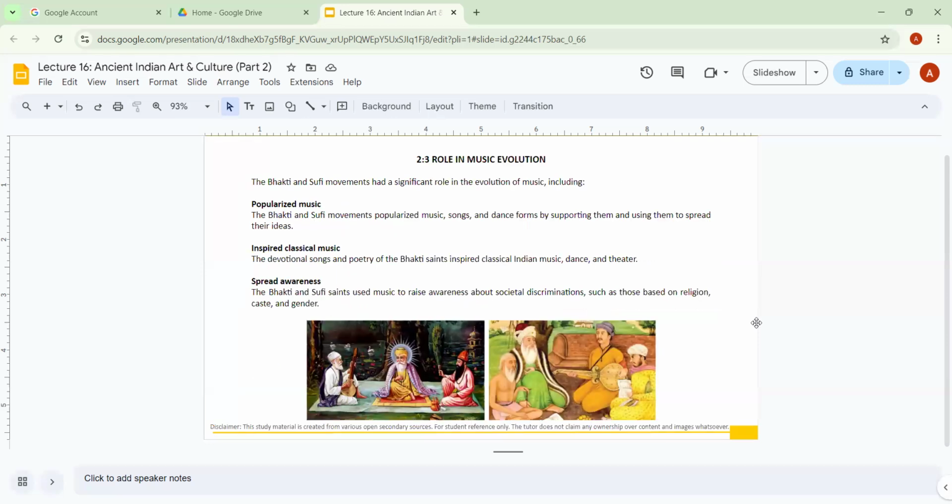The role of Bhakti and Sufi movements in the evolution of music. The Bhakti and Sufi movements popularized music, songs, and dance forms by supporting them and using them to spread their ideas. The Bhakti saints inspired classical Indian music, dance, and theatre. The Bhakti and Sufi saints used music to raise awareness about societal discriminations, such as those based on religion, caste, and gender.